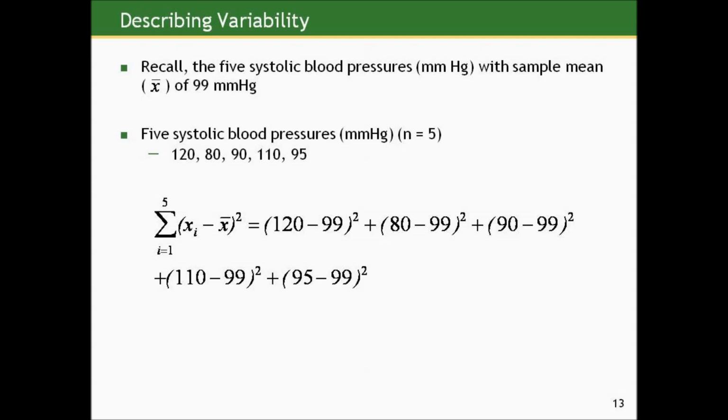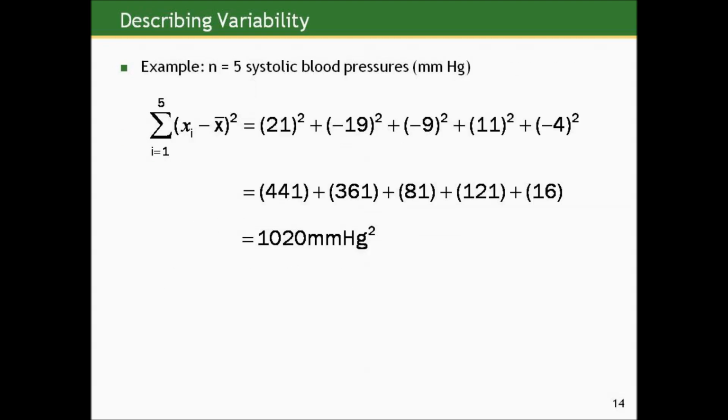Well, think about this. Each observation is in terms of millimeters of mercury. The sample mean is in terms of millimeters of mercury. So the difference between each observation and the sample mean is in millimeters of mercury. And then we square that. So the units of this squared difference are millimeters of mercury squared. 1,020 millimeters of mercury squared.